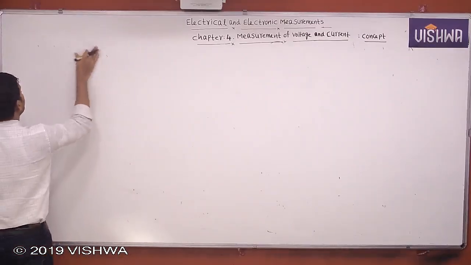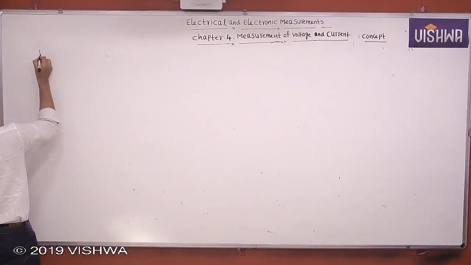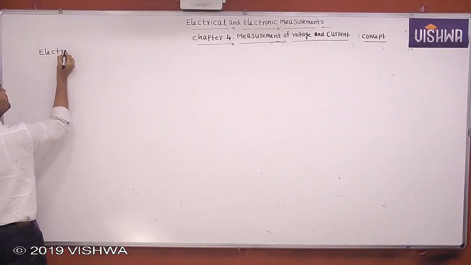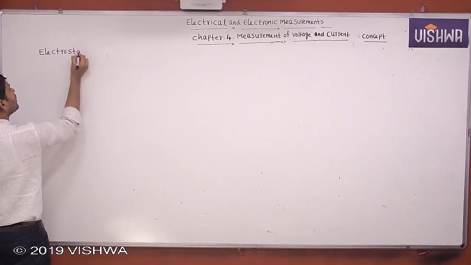Next, write as an electrostatic voltmeter. In 4.5 itself, I am discussing the electrostatic voltmeter.